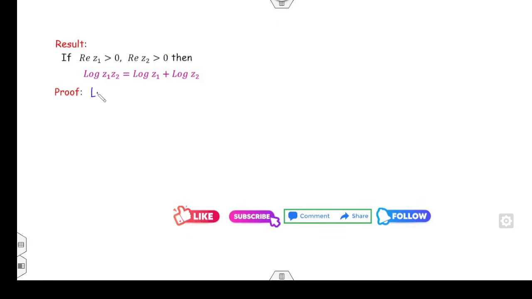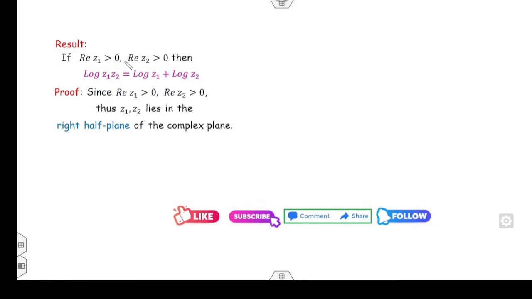I can start with the definition of the log of Z1, which is equal to ln of modulus Z1 plus iota times capital ARG of Z1. Similarly, we can start with the log of Z2 and so on.